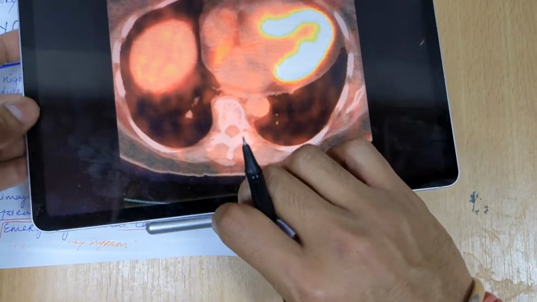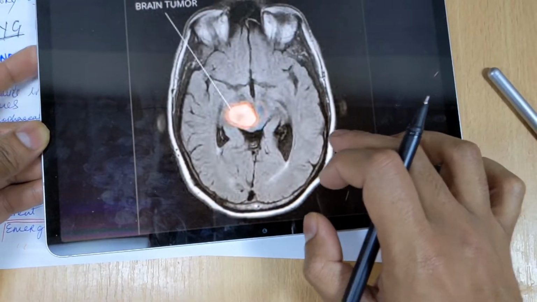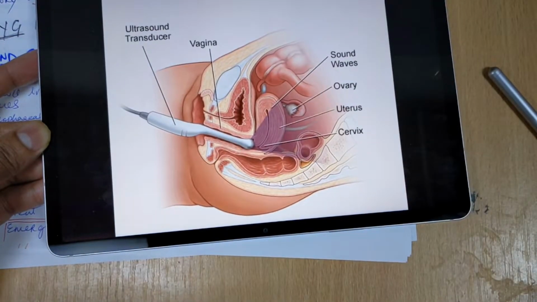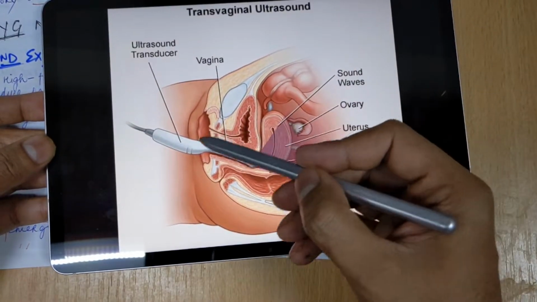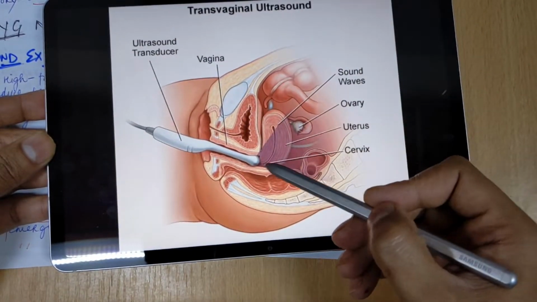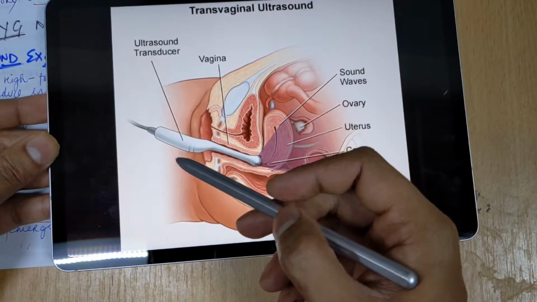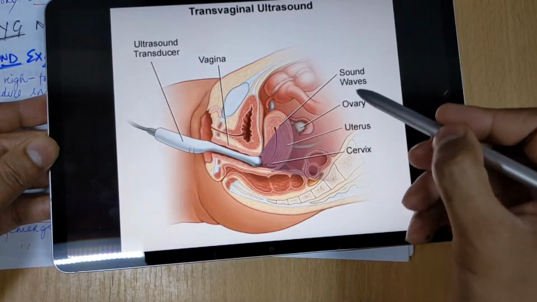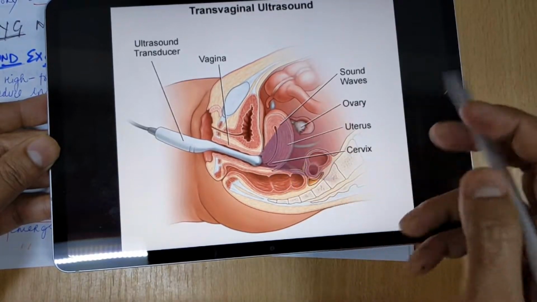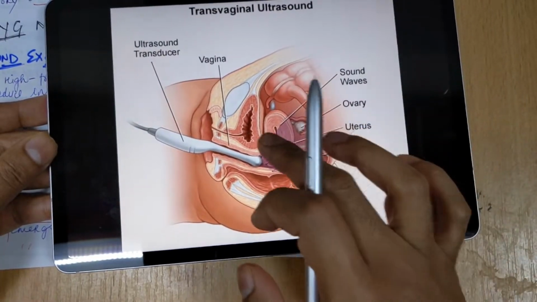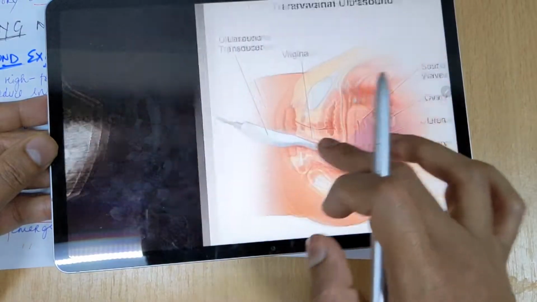Okay, so now I have some images, you can see them here. This is a transvaginal ultrasound. You can see this is the vagina, and this is the ultrasound transducer, and these are sound waves, and this will show the image of the vagina. Is there any cancer? This is done through this way.